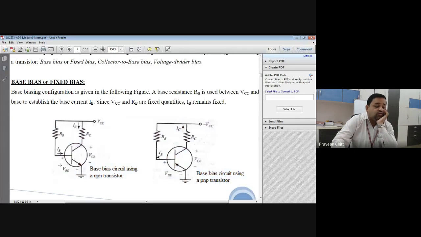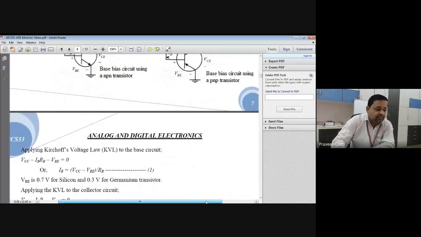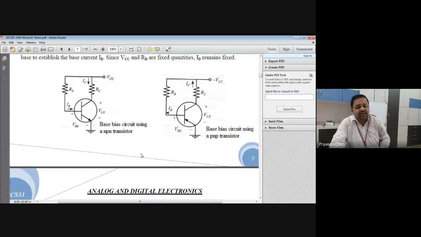So we need not have two different biasing batteries, one here and one here. The need for a biasing battery here is eliminated by introducing this resistor RB, so that from VCC itself we derive the required base current, and that base current itself is sufficient to keep the base emitter junction forward bias. So how exactly does it provide the biasing? For that we need to apply Kirchhoff's voltage law. I hope all of you have already studied KCL and KVL in your first year engineering as well as in your pre-university course.